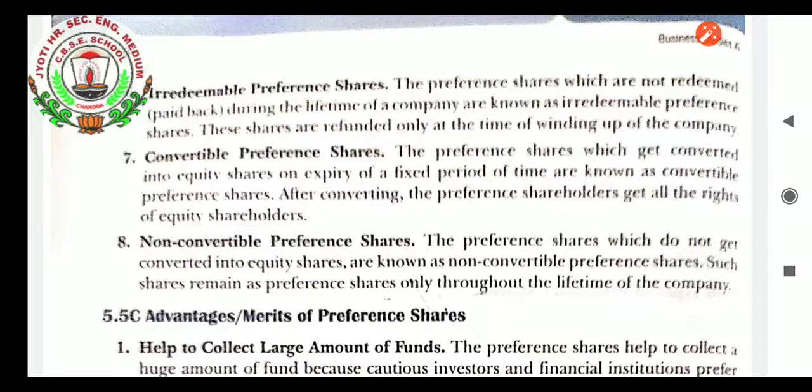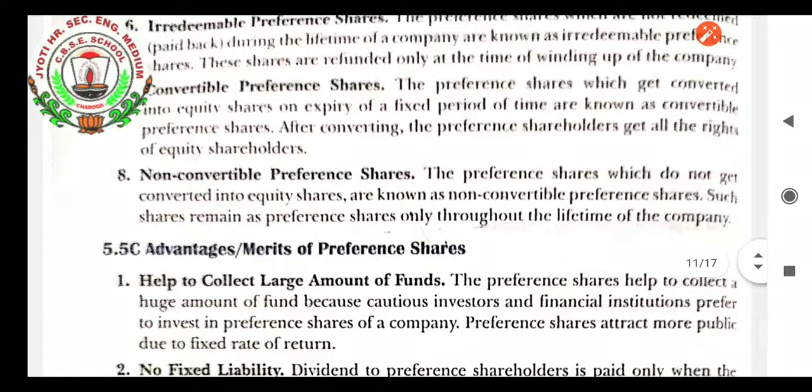Convertible preference shares. The preference shares which get converted into equity shares on expiry of a fixed period of time are known as convertible preference shares. After converting, the preference shareholder gets all the rights of equity shareholders. Non-convertible preference shares are the preference shares which do not get converted into equity shares. Such shares remain preference shares throughout the lifetime of the company. That is known as non-convertible.